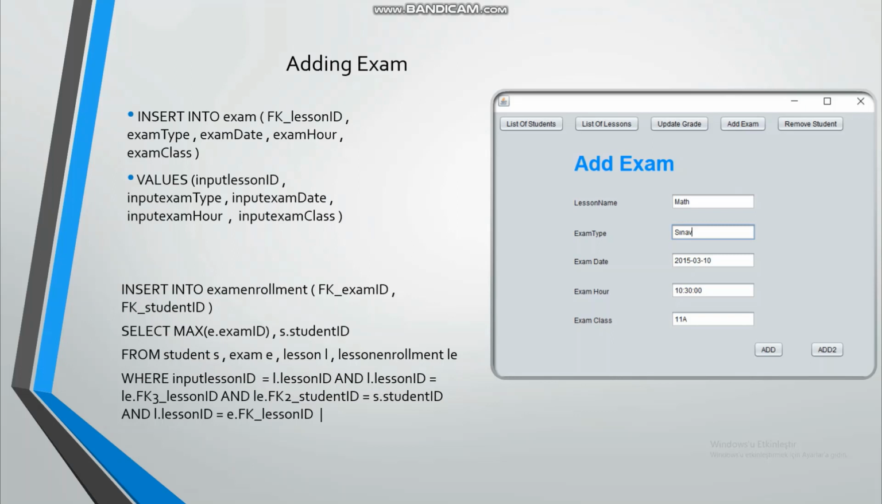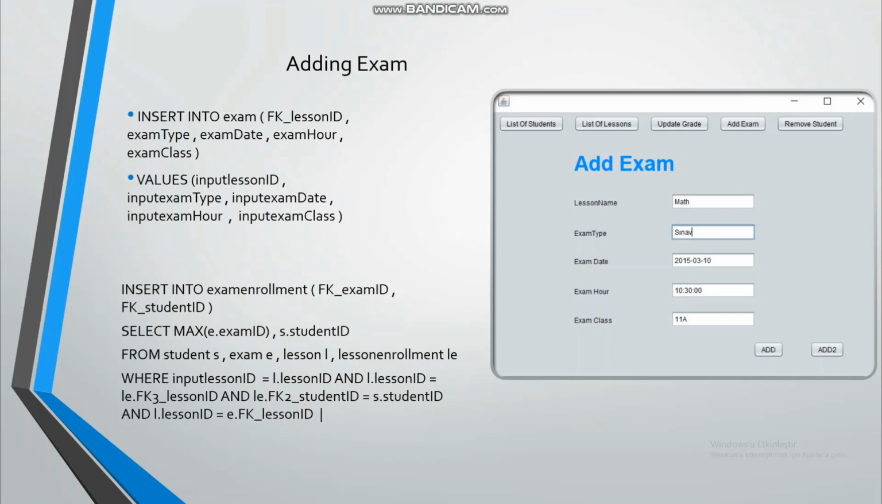As we mentioned before, exam ID has auto increment. So the maximum value in the exam ID is our newly added exam. We insert the exam ID, which has the maximum value in the exam ID column, into the exam enrollment table.